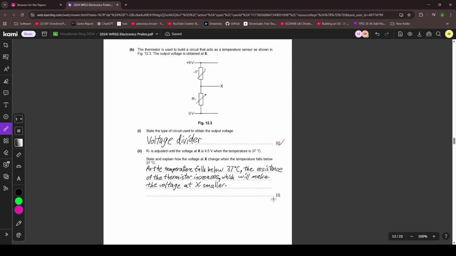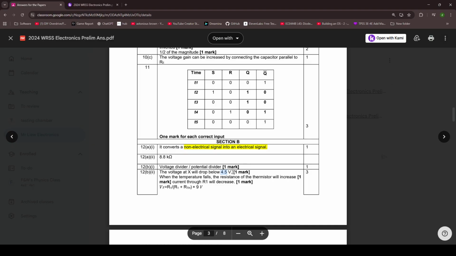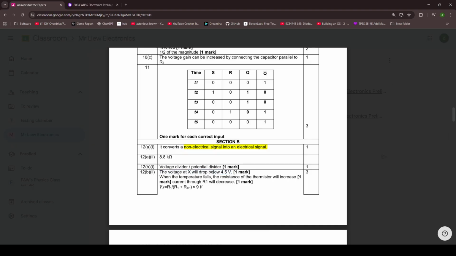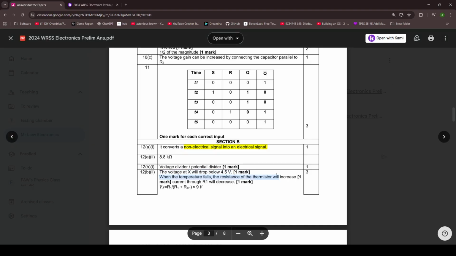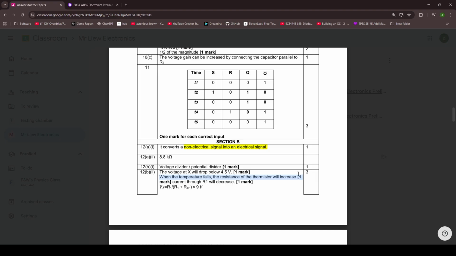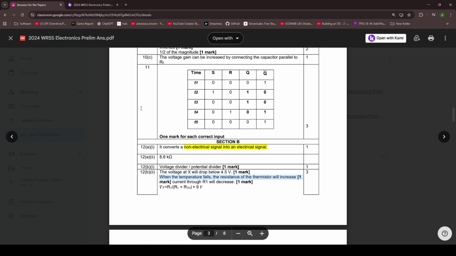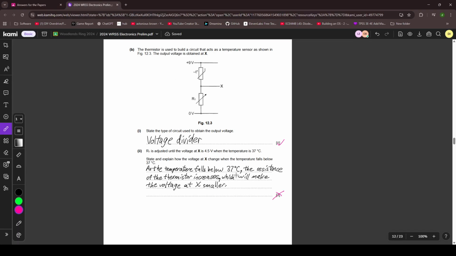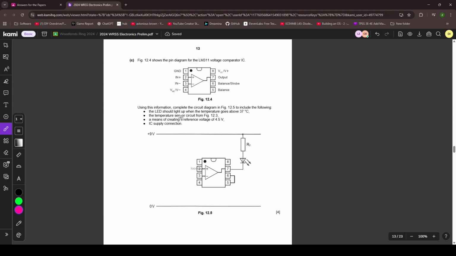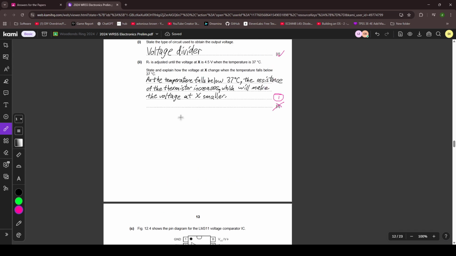So technically you lose 1 mark there, but I think in an exam condition, even I wouldn't say that. So okay, when the temperature falls, the resistance of the thermistor will increase. Yes, which you said. And then the current will decrease. You did not say the current decreases, which also I wouldn't say, so. But you get 1 mark, okay? You learn some every day. And then that's all you did.